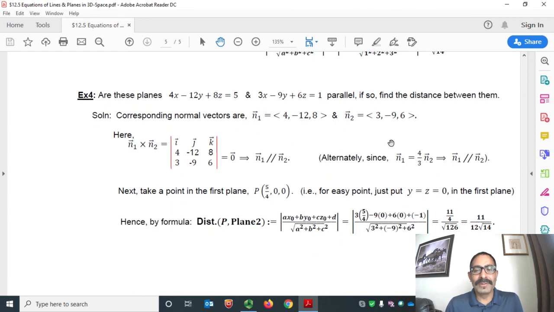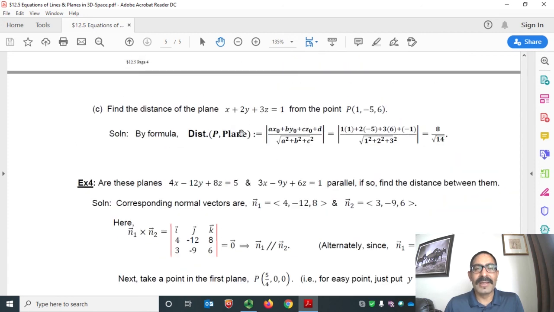Example 4, the last example for this section. Are these two planes parallel? If so, find the distance between them. To find the distance between two parallel planes, we need to find a point in one plane and use this idea to find the distance from that point to the other plane using this formula.